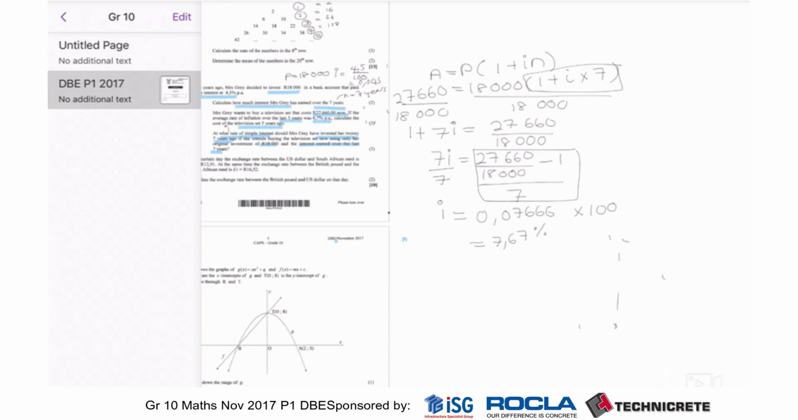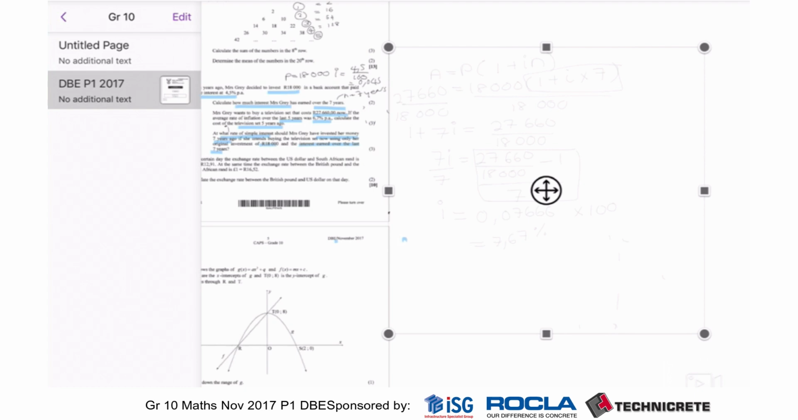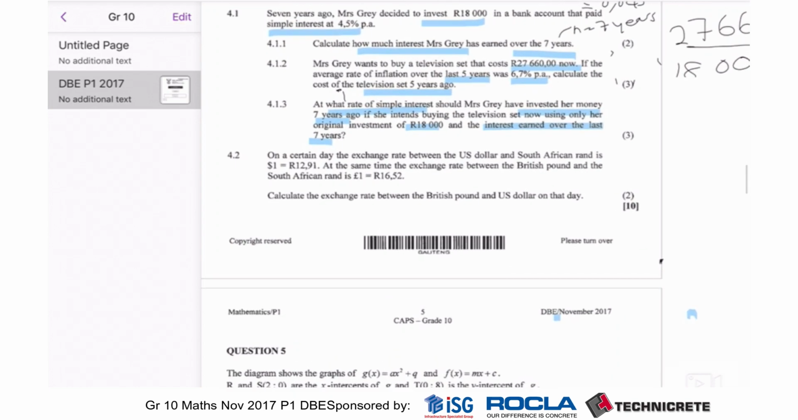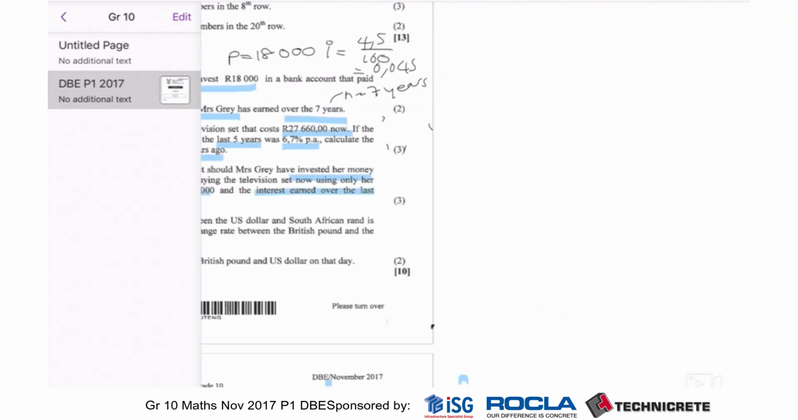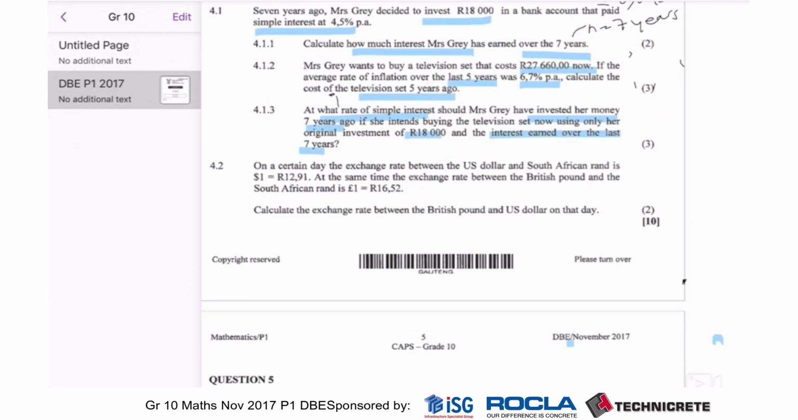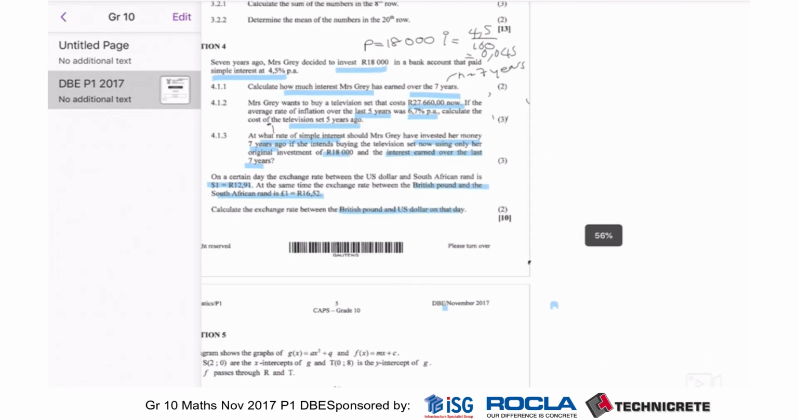Okay. Now let's take a look at our last question in the finance section. Now this is an exchange rate question. It says, on a certain day, the exchange rate between the US dollar and the South African rand is $1 is equal to 12 rand 91. At the same time, the exchange rate between the British pound and the South African rand is £1 is equal to 16 rand 52. Calculate the exchange rate between the British pound and the US dollar.